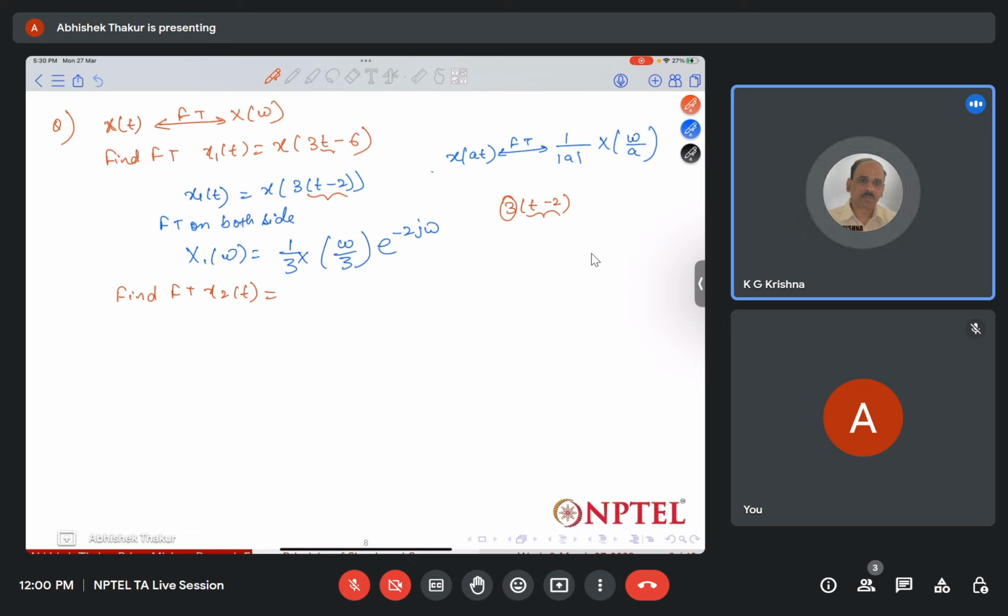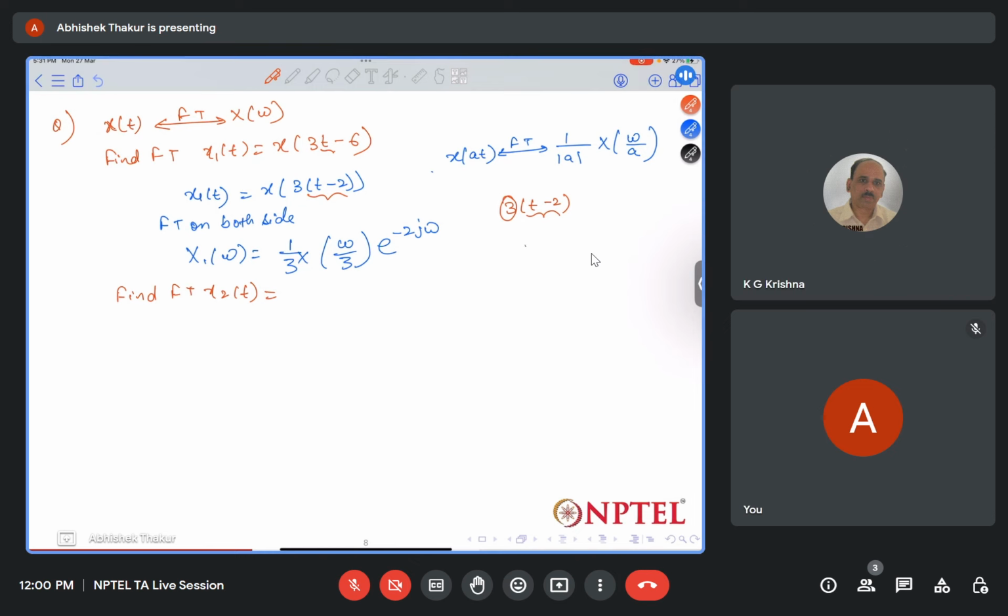So if you take 3t first, then how will you add minus 6 here? You cannot add. If you take 3 common here, we have to write this term as a single term only. You cannot break it like this. x of 3t minus 6 is not equal to x of 3t minus x of 6. This we cannot do. We have to take this term, 3t minus 6, together.